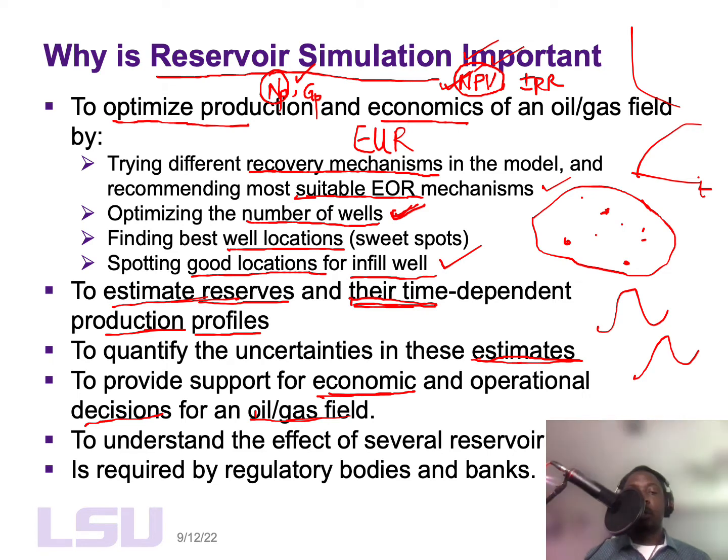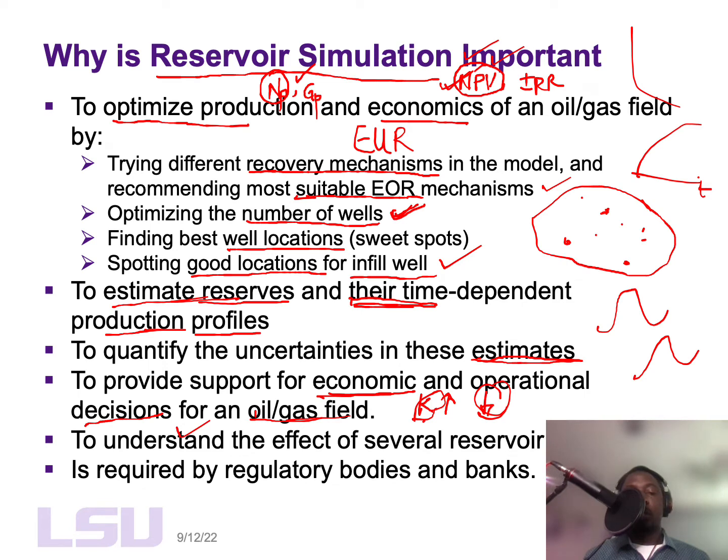You can use simulators to understand the effect of several reservoir parameters, like what happens when you increase permeability, when you reduce porosity, and so on. You just simulate it with different values of the quantity of interest, and then you can get the sensitivity of the model output variables to certain input variables or reservoir parameters.